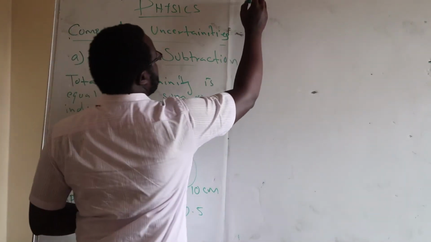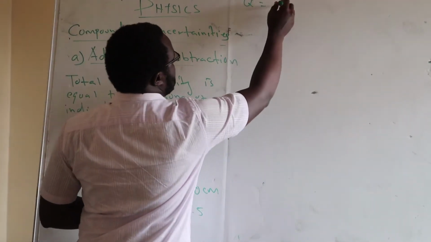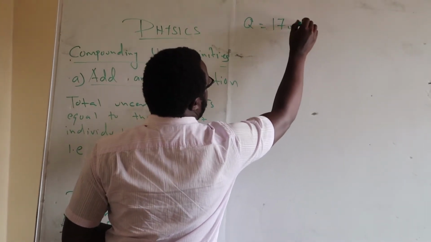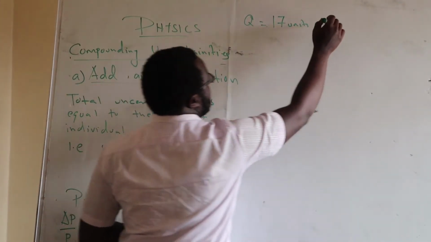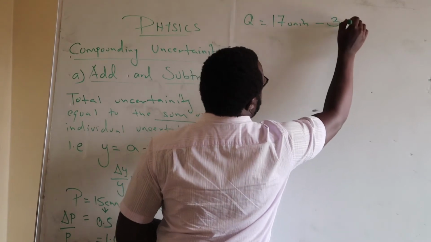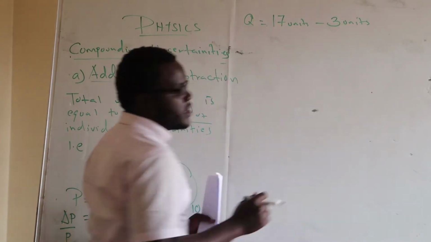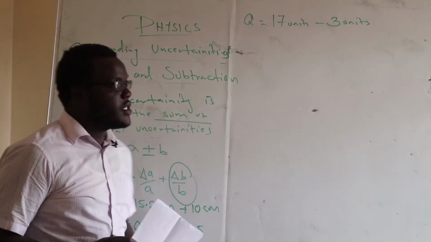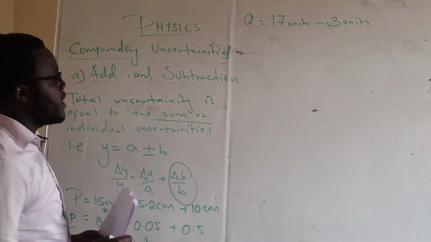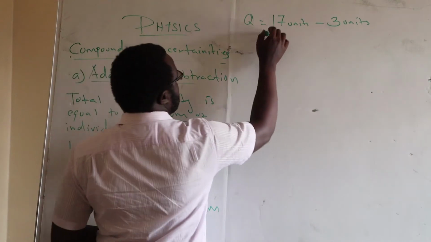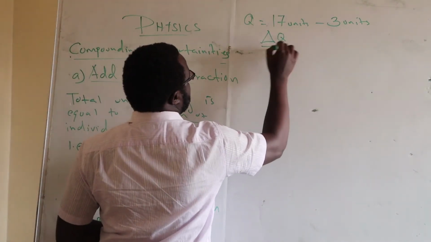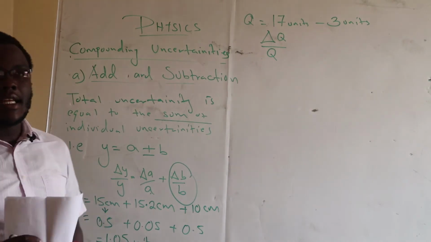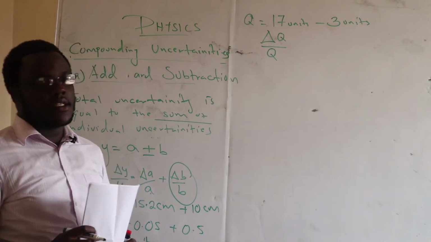A quantity Q is given by the difference between 17 units and 3 units. Therefore, can you calculate the total uncertainty of Q, or the error that is involved when you are subtracting these two numbers.